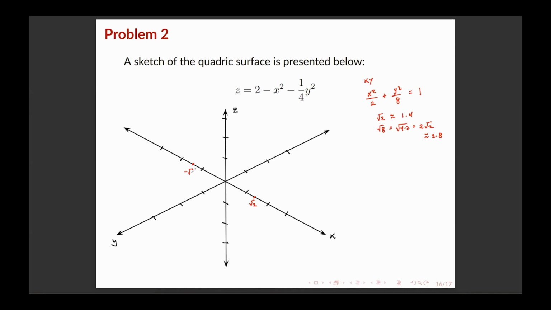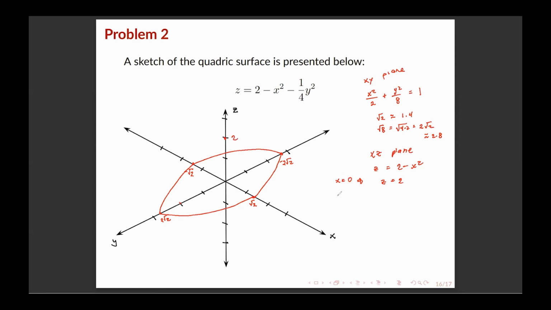If you have a ruler, it would be a more precise representation, but note that this is just a rough sketch. Next, for the square root of 2, we have about 2.8. And since it is an ellipse, we just trace the vertex and the co-vertices. So the xz plane has the equation z is equal to 2 minus x squared. When x equals 0, we have z is equal to 2. It's just a point here.